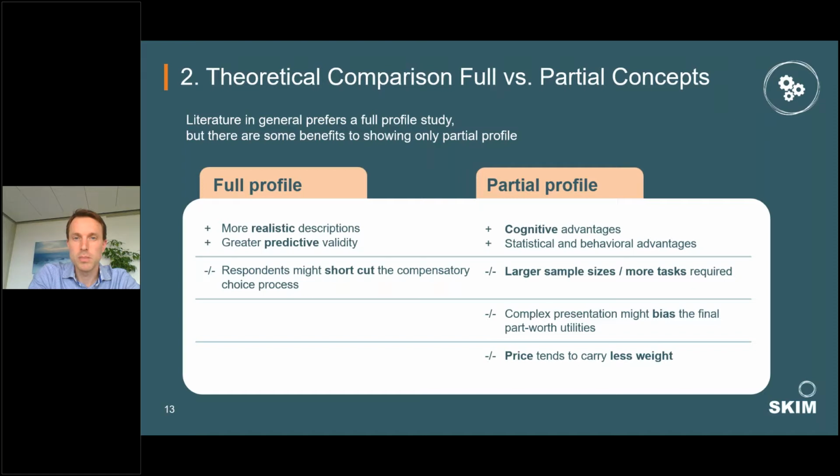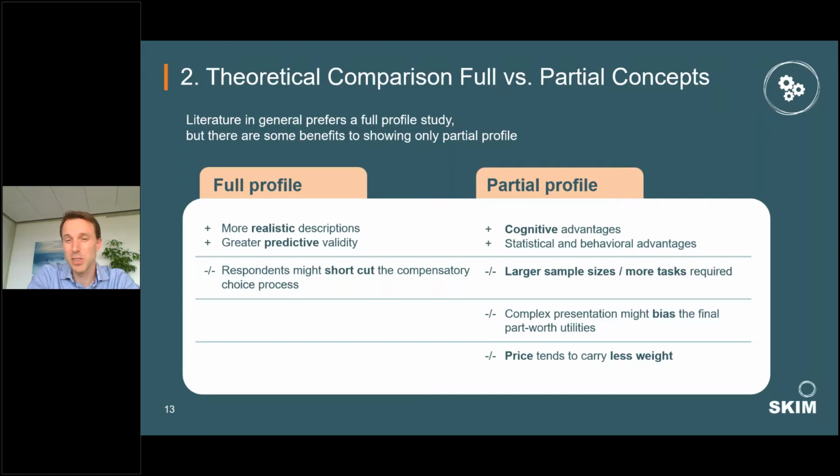Then we have partial profile, where there are some cognitive advantages and even some statistical and behavioral advantages. But the issue is that, first of all, larger sample sizes or more tasks are usually required to get the same information from a respondent.